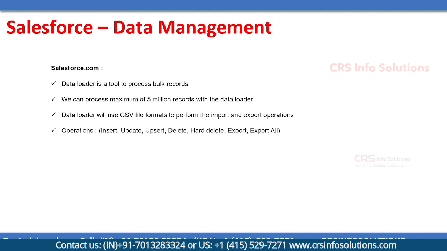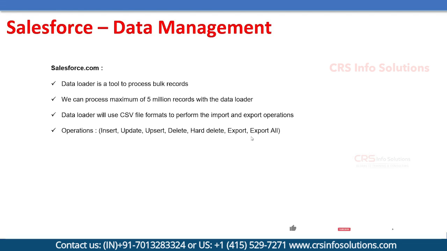By using the Data Loader, you can process a maximum of 5 million records, from 1 to 5 million records. And whenever you process with the Data Loader, you will have the data in a file format like CSV, like an Excel sheet, comma separated values. There are the following operations you can perform: insert, update, upsert, delete, hard delete, export, and export all.